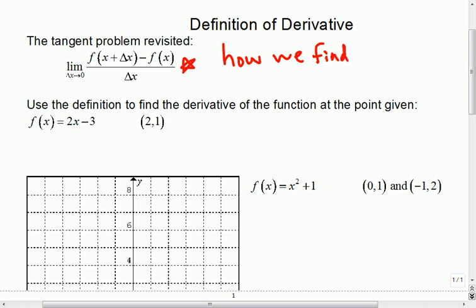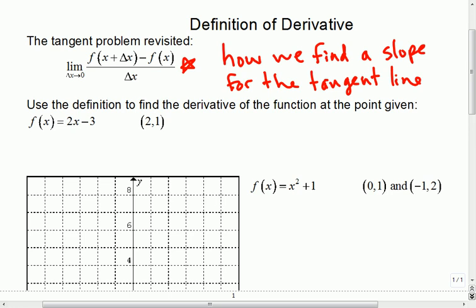But it's not always the way we do it, because we'll have better techniques shortly. Oops, sorry. How we find a slope for the tangent line. Okay, so let's take a look now. I'm going to bring up an applet for you to take a look at, so you can see what this definition actually means.